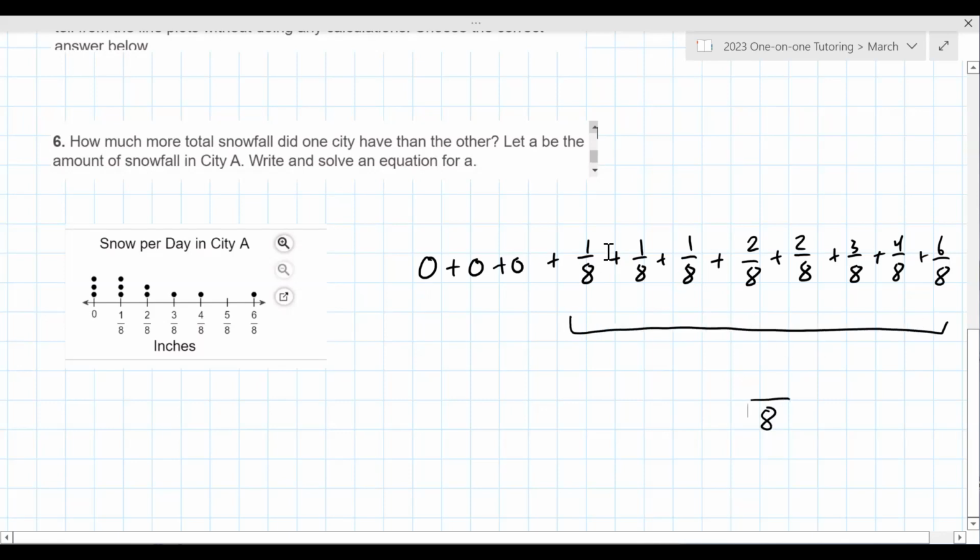Okay. So we're going to add 1 plus 1 plus 1 plus 2 plus 2 plus 3 plus 4 plus 6. Can you tell me what that adds up to? 20/8. Perfect. All right. Now, so let's go back to your screen and we'll see which one we can find is most similar. Okay.